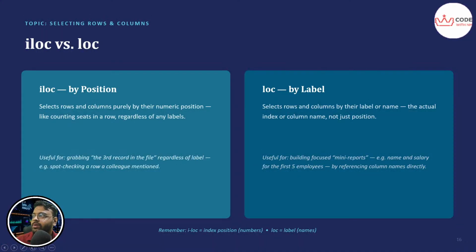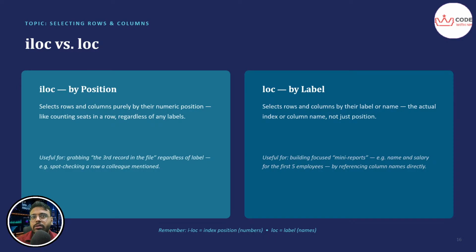Why iloc versus loc? This is important, because there is a huge difference between iloc and loc. So first we understand this. iloc selects rows and columns purely by their numerical positions, like counting seats in a row, regardless of any label.